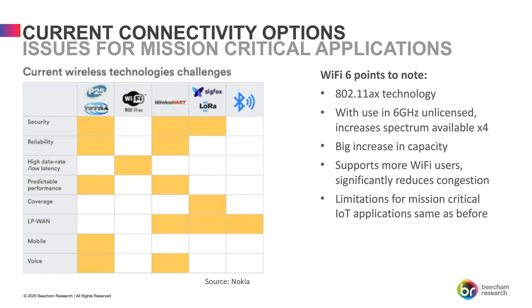Now, I said I'd say a little bit more about Wi-Fi 6. Wi-Fi 6 is an important enhancement of Wi-Fi. It's the 802.11ax specification. And with use in the 6 gigahertz unlicensed band, it increases the spectrum available four times. It goes up from 400 megahertz to 1600 megahertz, which is a big increase in capacity. And that's going to support many more Wi-Fi users and significantly reduces congestion. It provides limitations, though, for mission-critical IoT applications as before. So the types of issues that I identified earlier in that slide with the survey users, it doesn't actually reduce any of those issues. It reduces the issues in other areas. So we don't think that Wi-Fi 6 is going to have a substantial impact on PCN.